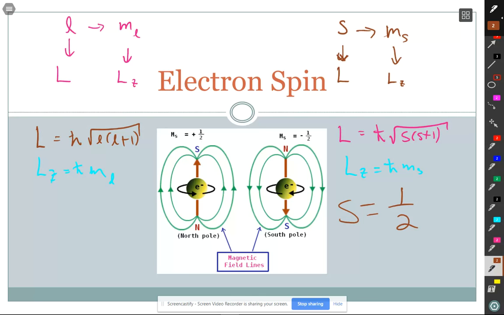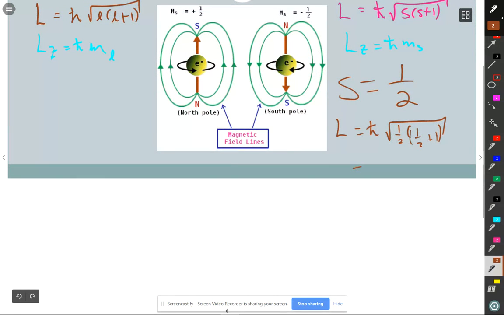Anyway, electrons always have a spin of 1/2, which means the total angular momentum of the electron is always h bar times the square root of 1/2 times 1/2 plus 1. Of course, 1/2 plus 1 is 3/2. 3/2 times 1/2 is 3/4. So it's always equal to h bar times the square root of 3/4. That is the angular momentum of an electron. There's no other options.